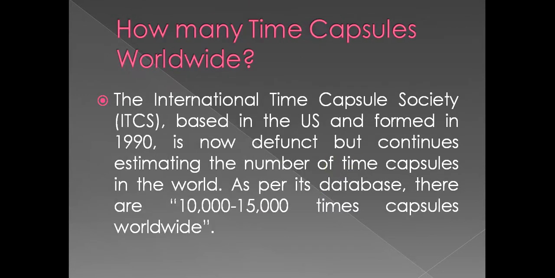Then, how many time capsules are there worldwide? There is a society that calculates this number, the International Time Capsule Society (ITCS). It is based in the US and was formed in 1990. Although it is now defunct, it continues estimating the number of time capsules in the world, and according to its database, the number is 10,000 to 15,000. So 10,000 to 15,000 time capsules are present worldwide. This is of course a big number, isn't it?